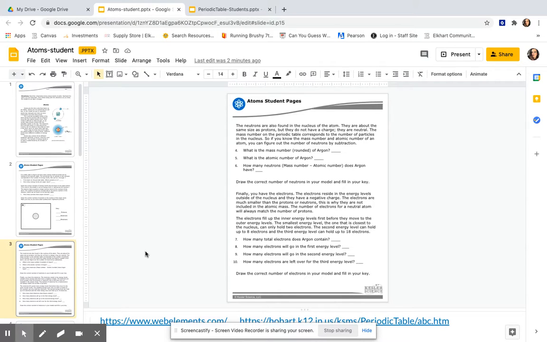How many total electrons does argon contain? How many electrons does the first energy level have? How many electrons will go in the second energy level, and how many electrons are left over for the third energy level? You'll finish drawing your complete number of electrons on your model, and you're going to take and insert a new slide with a picture of your model.